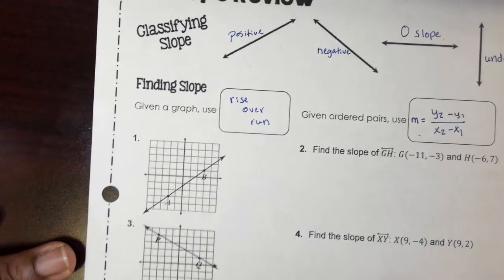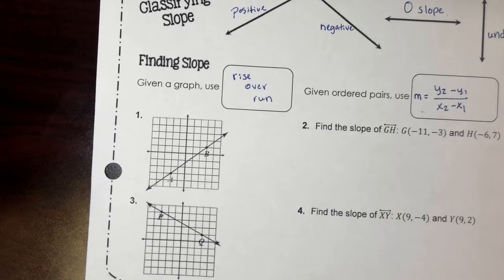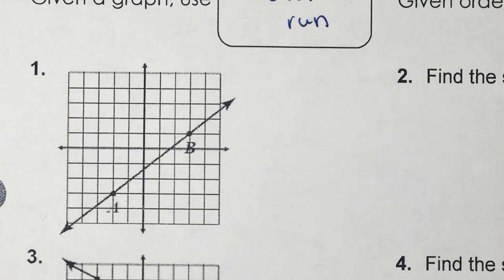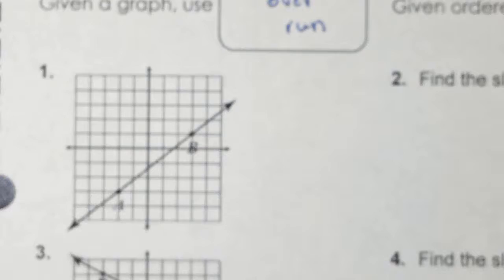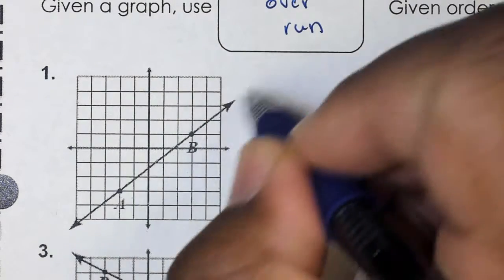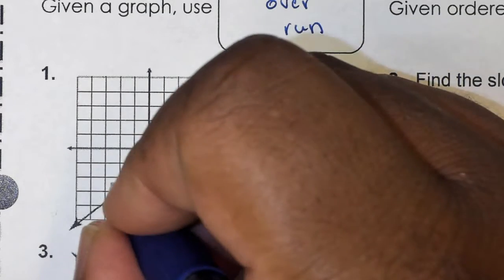Alright, so number one, we're going to use rise over run. First thing I need y'all to identify, so you make sure you're moving in the right direction, is your line positive, negative? Positive. So from left to right is moving up, positive, so you should know your slope is going to be positive. So that means you're going to do the rise over run.